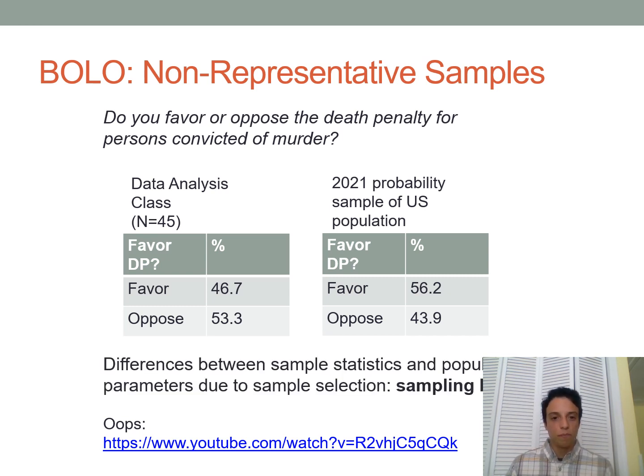But before I do that, I'll say that the differences between our sample statistics and population parameters that happen because of bad sample selection, from selecting a sample that was not actually representative, result in something we call sampling bias. If I try to use a data analysis class sample to describe attitudes about the US population as a whole, I would have sampling bias as a problem, because my data analysis class sample is not representative of my population of interest overall.